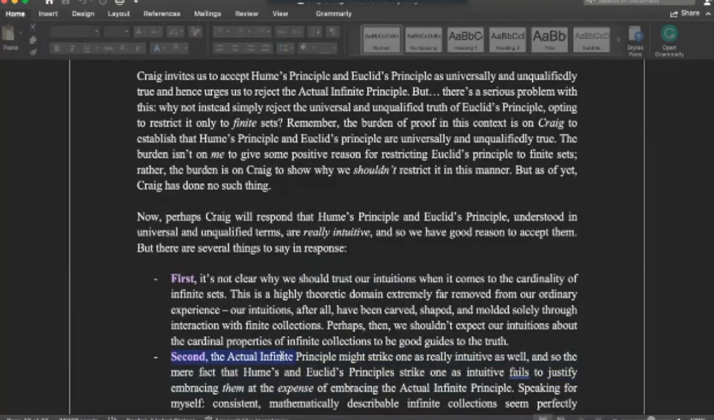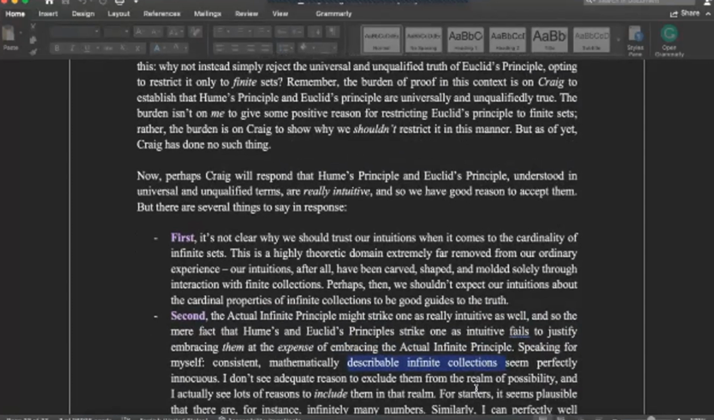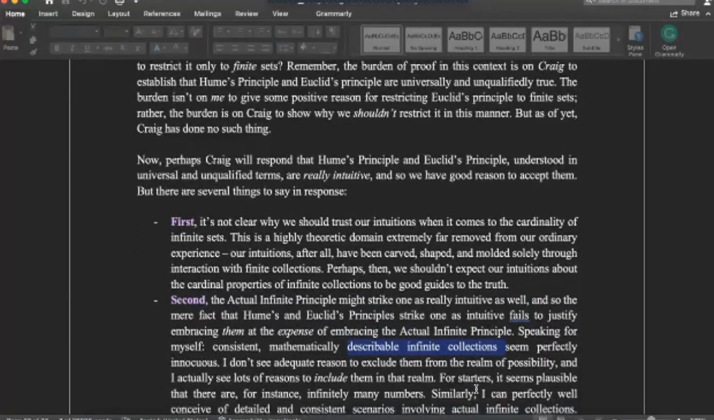Second, so this is my second response, the actual infinite principle might strike one as really intuitive as well. And so the mere fact that Hume's and Euclid's principles strike one as intuitive fails to justify why we should reject the actual infinite principle. Speaking for myself, in fact, consistent, mathematically describable infinite collections seem perfectly innocuous to me. I don't see adequate reason to exclude them from the realm of possibility, and I actually see lots of reasons to include them in that realm. I'm going to go over that in my ninth response.